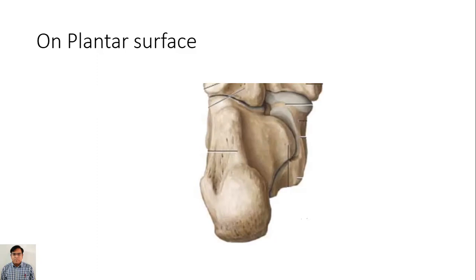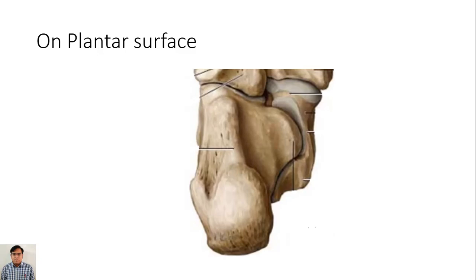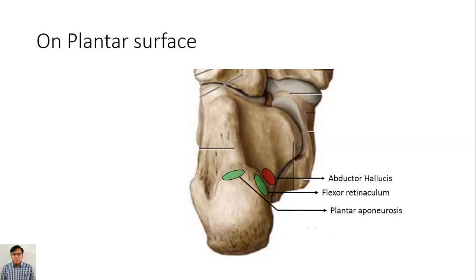On plantar surface, medial tubercle gives attachment to origin of adductor hallucis. This is adductor hallucis. Then attachment of flexor retinaculum. These are on the medial side of medial tubercle, and anterior side of medial tubercle gives attachment to plantar aponeurosis and origin of flexor digitorum brevis. Lateral tubercle gives origin to abductor digiti minimi, and it also takes origin from the area between medial and lateral tubercle.